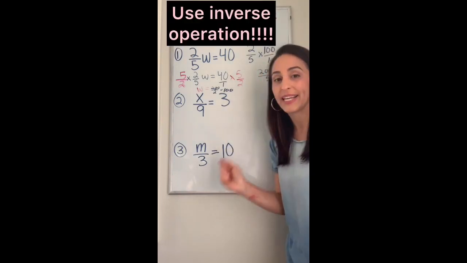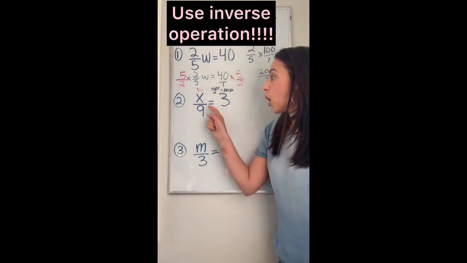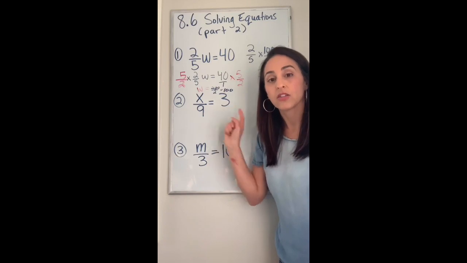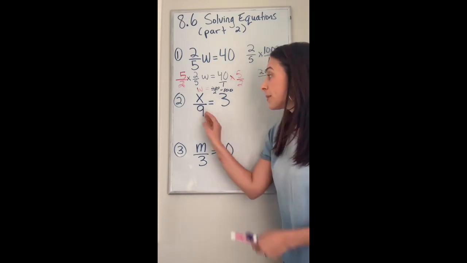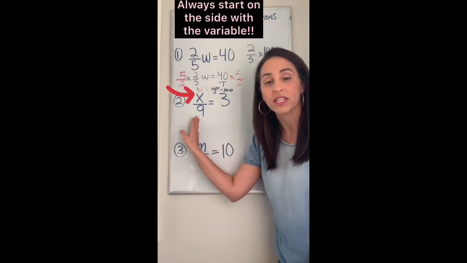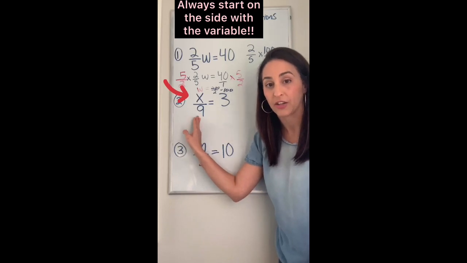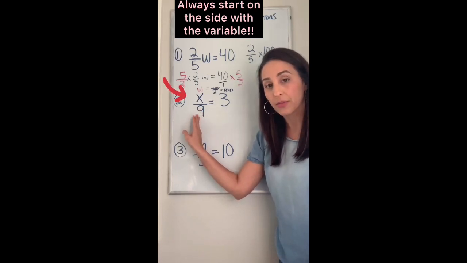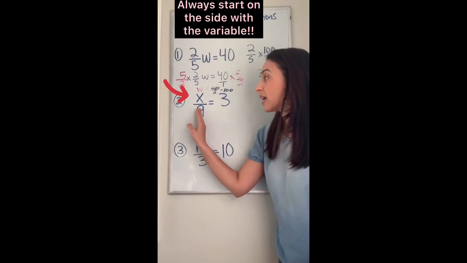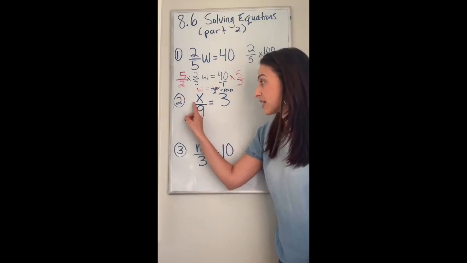So now we have to use inverse operation. The opposite of division is to multiply. So what am I going to multiply? I have to multiply, always start on the side with the variable. I taught you that in video part 1. We're starting the side with the variable. This has an x. This is the 9 next to the variable.